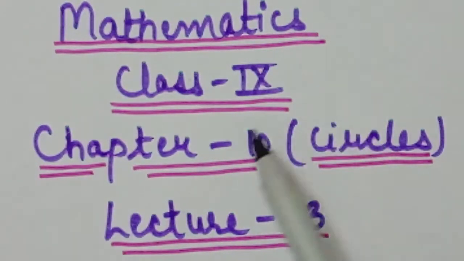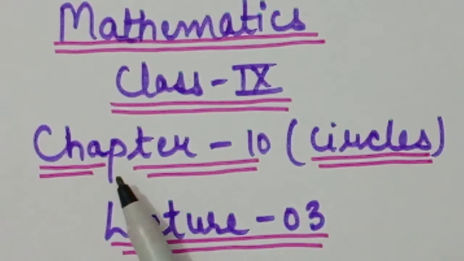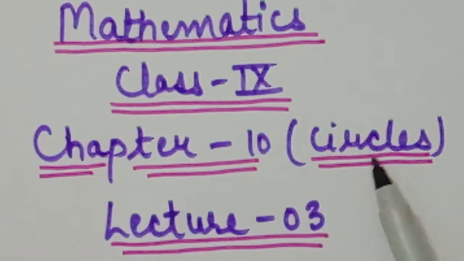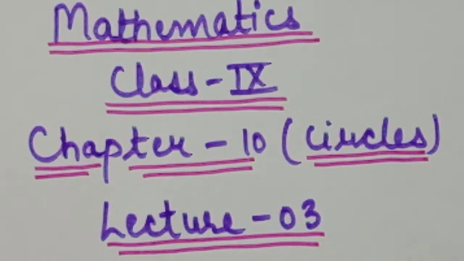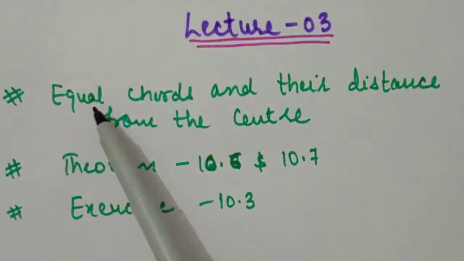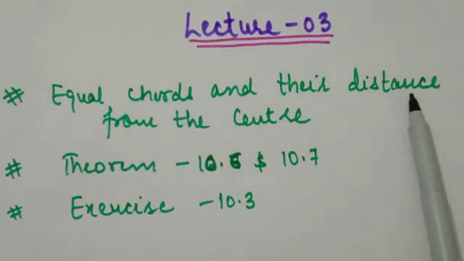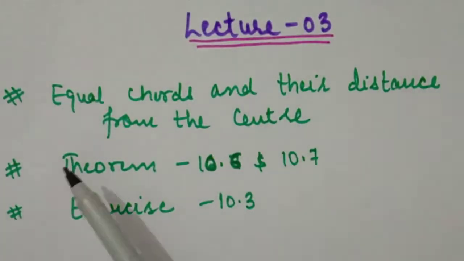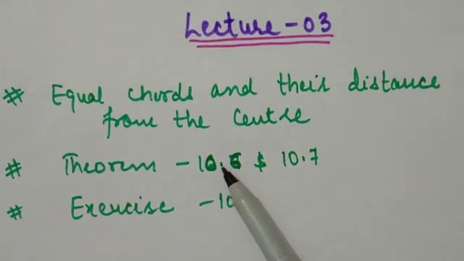This is your mathematics class 9th. We will do chapter number 10, circles. This is your lecture number 3. In this lecture we will discuss the topic equal chords and their distance from the center, Theorem 10.6 and 10.7, and the questions of exercise 10.3. So we will start our lecture with the topic equal chords and their distance from the center.